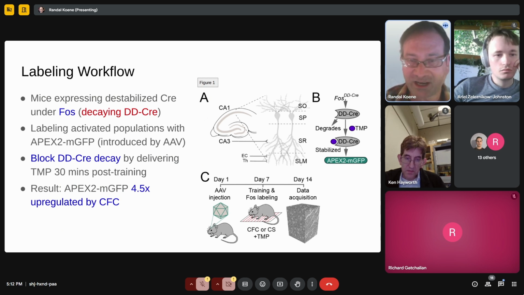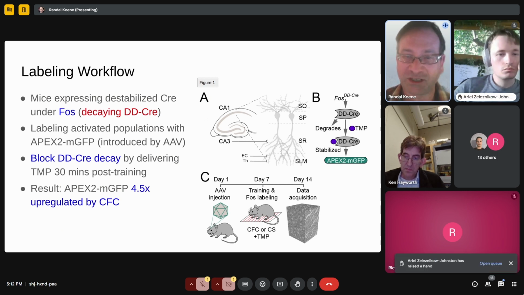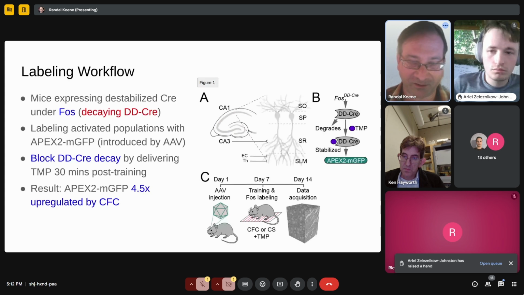So the virus was injected into CA3 and CA1 of FOS-DD Cre mice to label co-activated glutamatergic pyramidal neurons in both areas. And then TMP was acutely administered 30 minutes post-training to allow the DD Cre transcription and translation. The expression of Apex2 MGFP was only observed after TMP delivery, and it was strongly upregulated by contextual fear learning, 4.5-fold. And then I'm just going to finish the slide before I take the question.